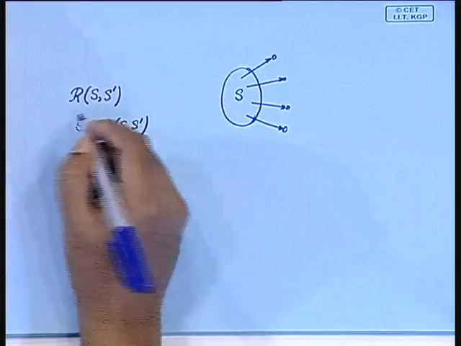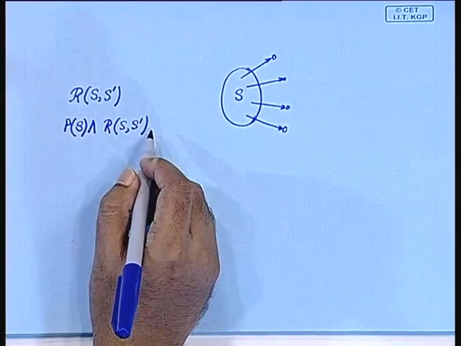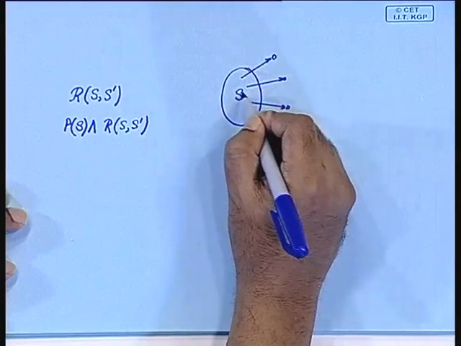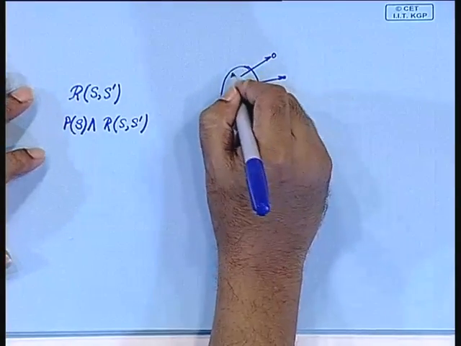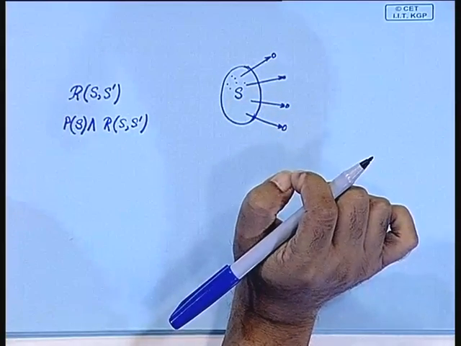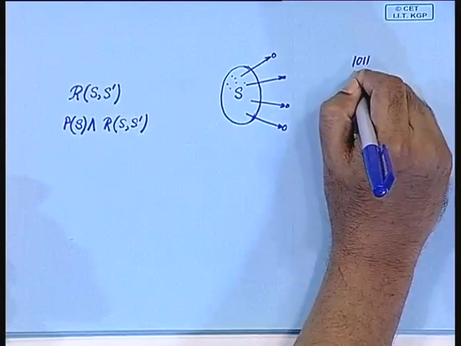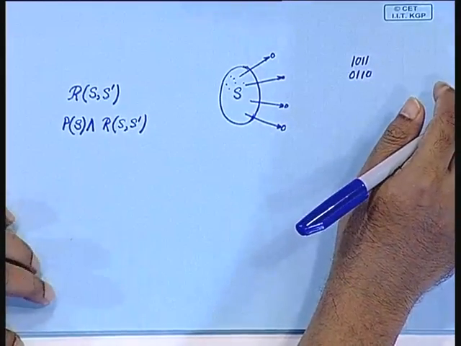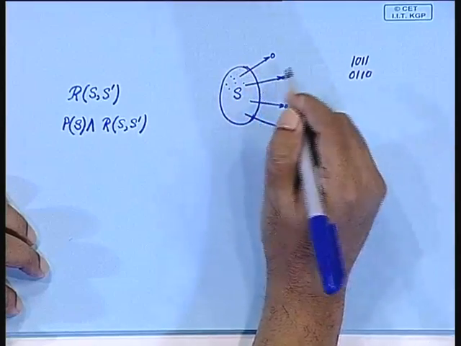So, let us say this is the set of present state X and we take R S S dash, right. Now, see what we can do is we can represent S by a Boolean function. Why? Because what are these state bits represented by? They are represented by Boolean vectors. Okay. Why? Because every state is some 1 0 1 1 0 1 1 0, it is some encoding.